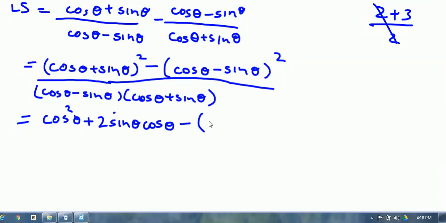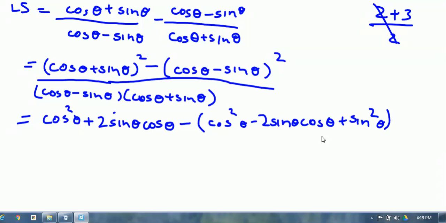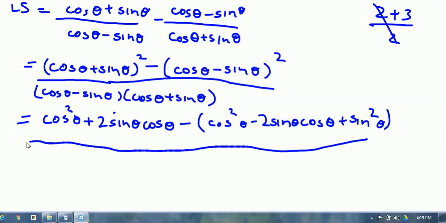Okay, so I'm going to expand out this one now, and this is going to be cos squared theta minus 2 sine theta cos theta plus sine squared theta. All right, now we're cooking. All over cos theta minus sine theta times cos theta plus sine theta.